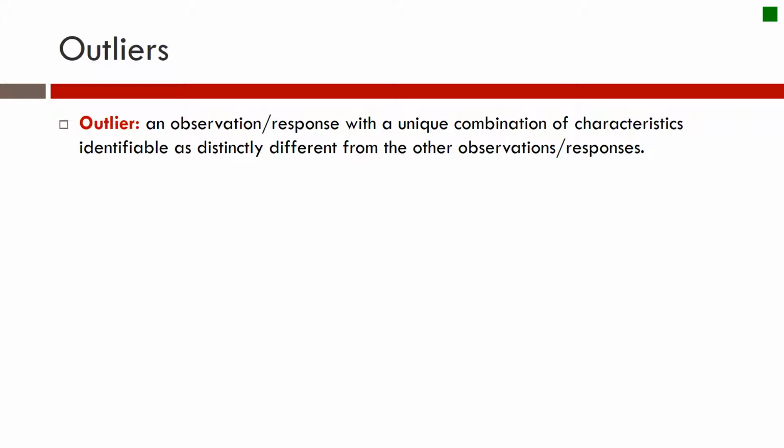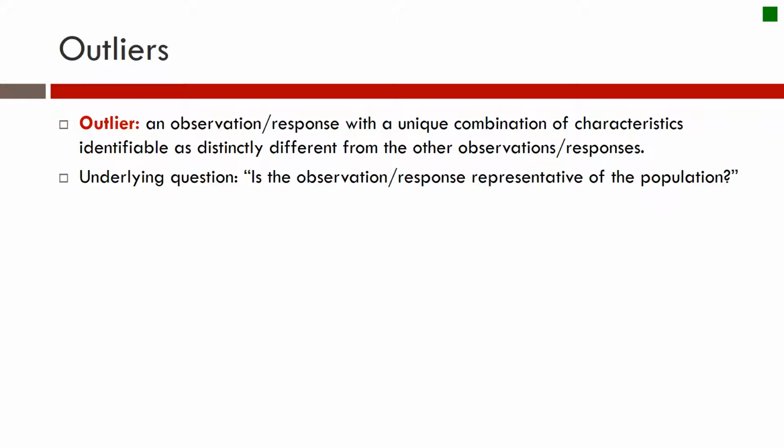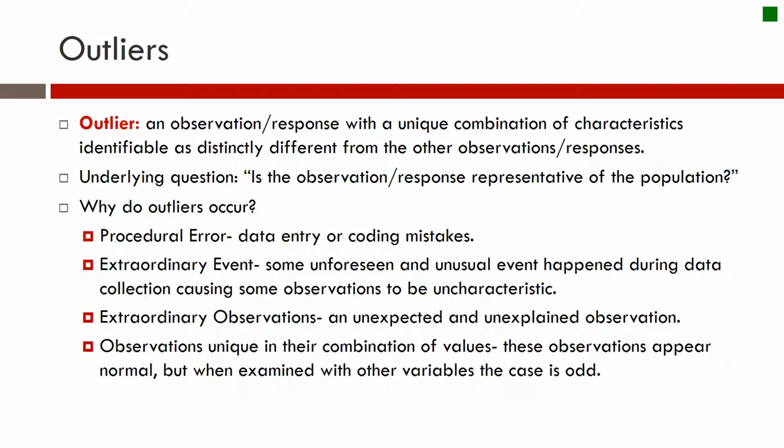And so the question is: is the observation outside of the population of interest, or is it so extreme or so rare that it does not represent reality? And does it impact your data so much that it contaminates or misrepresents what you should otherwise think is happening in reality? So is the observation or response representative of the population? That's kind of what we want to think about.